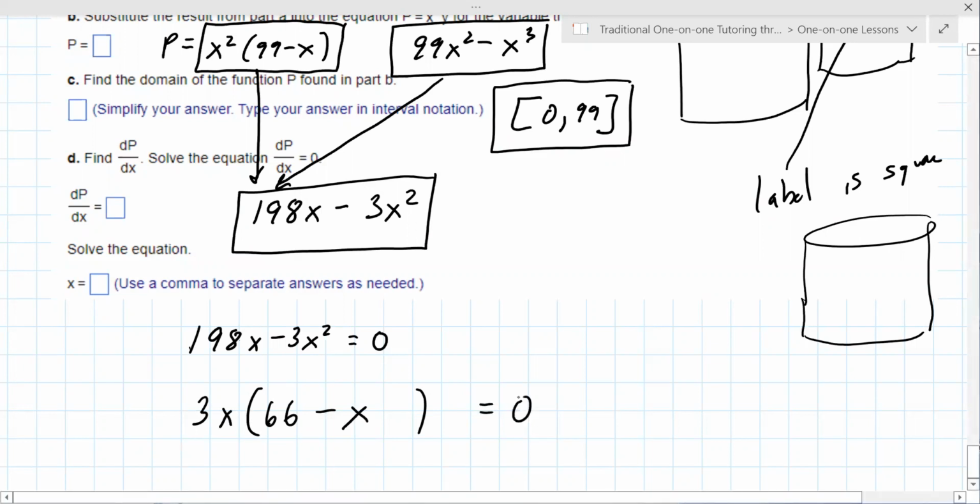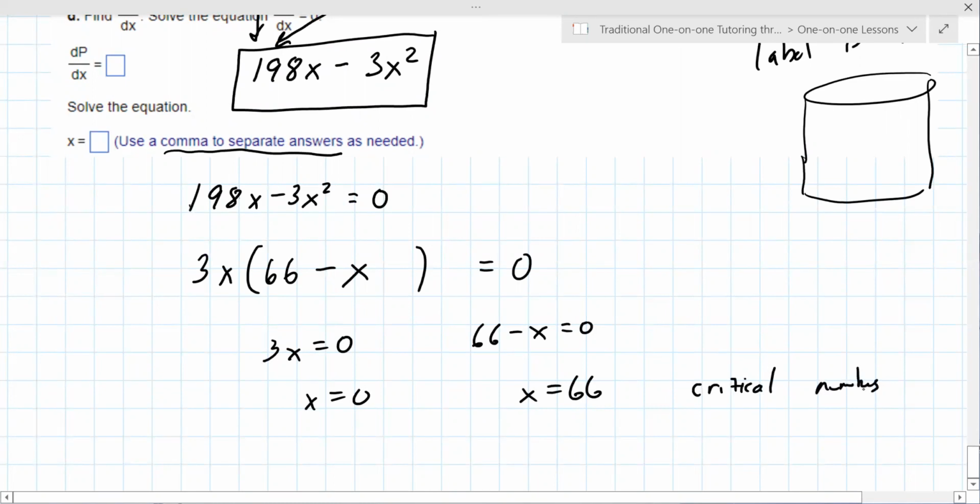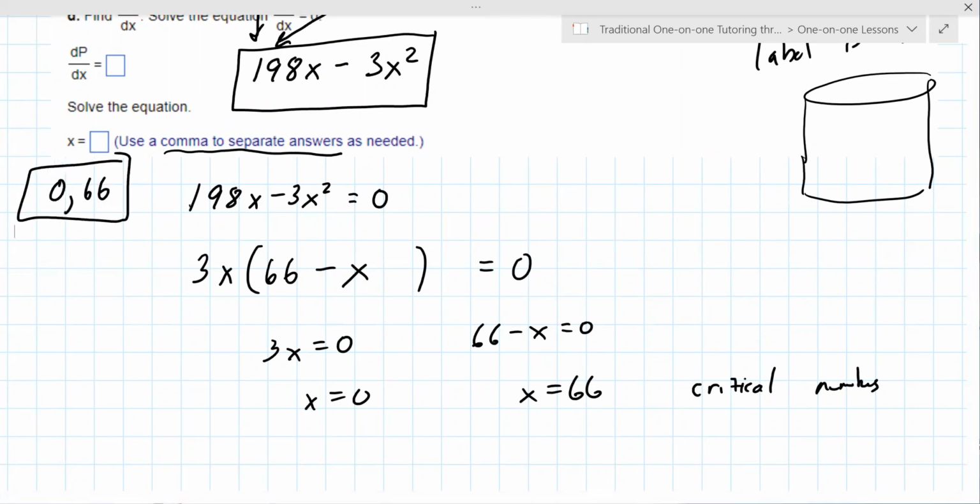So now this is where you do have two answers, because it could be that 3x equals 0, or 66 minus x equals 0, so x equals 0, or x equals 66. Where the derivative is equal to 0, these are what are called critical points or critical numbers. And they're important. So in terms of your answer here, it's 0, 66 in the box there. Okay.